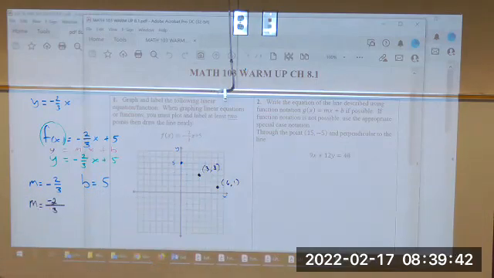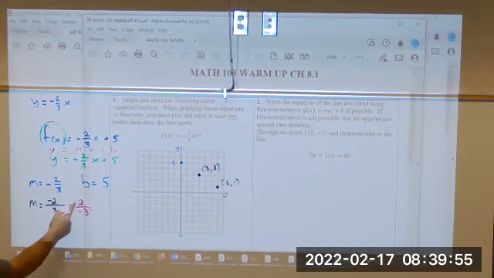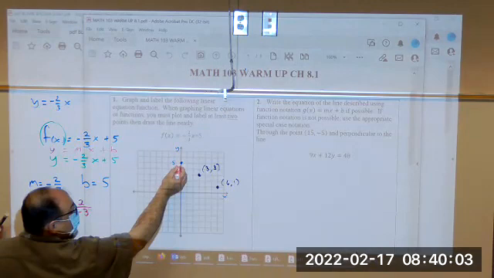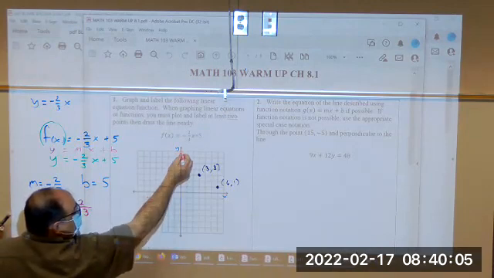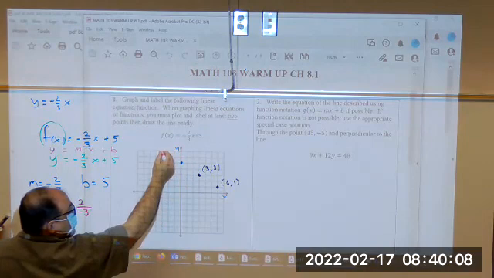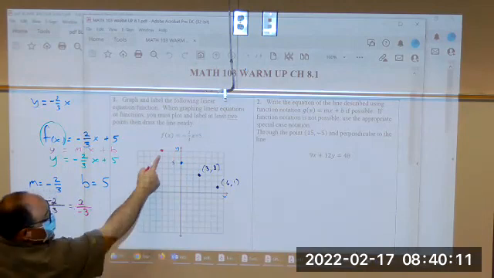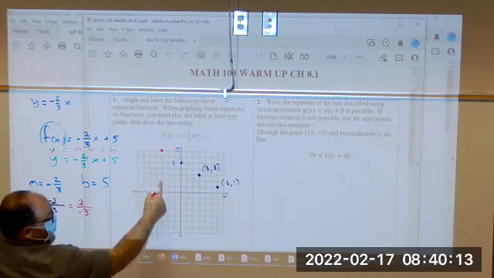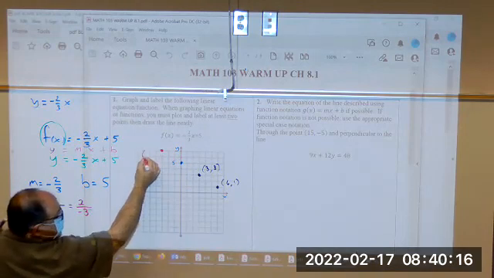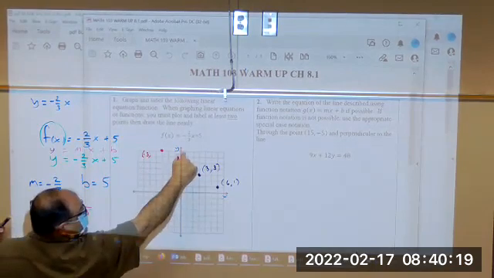If you prefer, because you want to be different, no problem. You could make it a positive 2 over a negative 3, which means the rise is positive, but the run is negative. So you're going to go up, and the denominator is negative, you have to go left. So I could go up 1, 2, and then I would go to the left 1, 2, 3. The location of that point, x is negative 3, y is a positive 7.